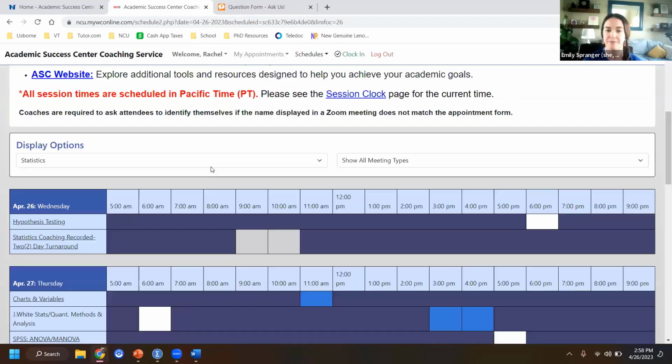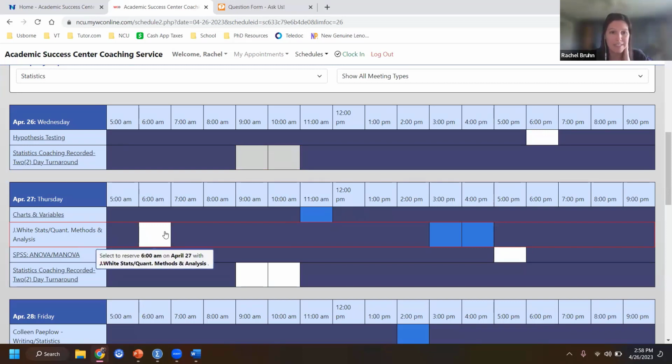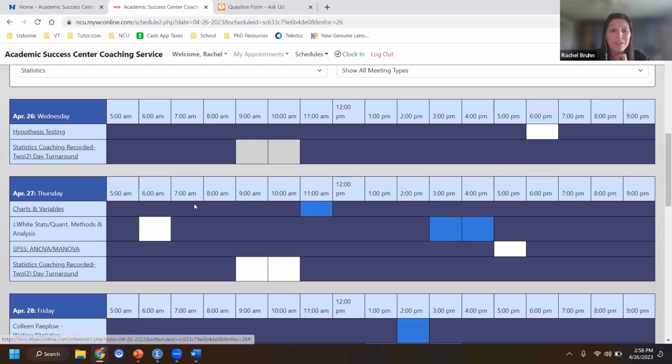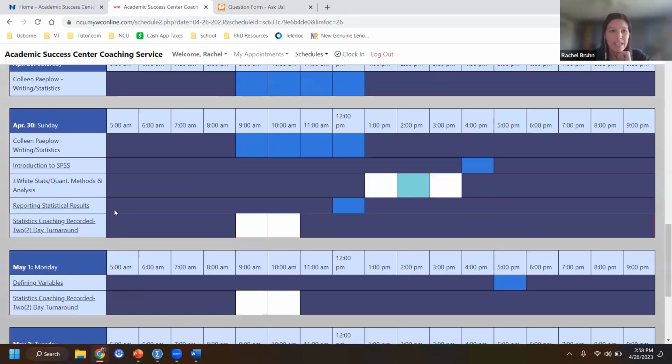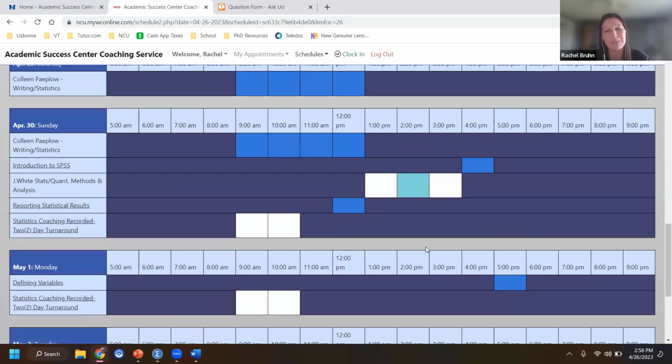Nice. And it's going to filter the results. So now it's only showing sessions that will give you statistics support. So if we look here, here is an individual session with somebody that can help with statistics. It is white, so you could click on it and schedule that one yourself. If we went down to Sunday, you would see this 2 o'clock appointment as blue, which would tell you it's not available. But I don't see it as blue, which means it is available.